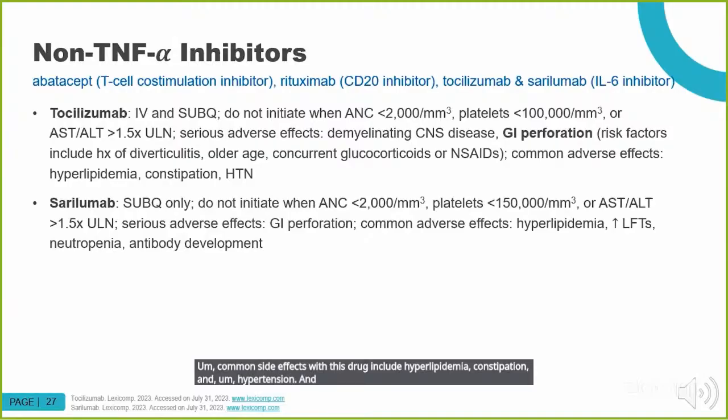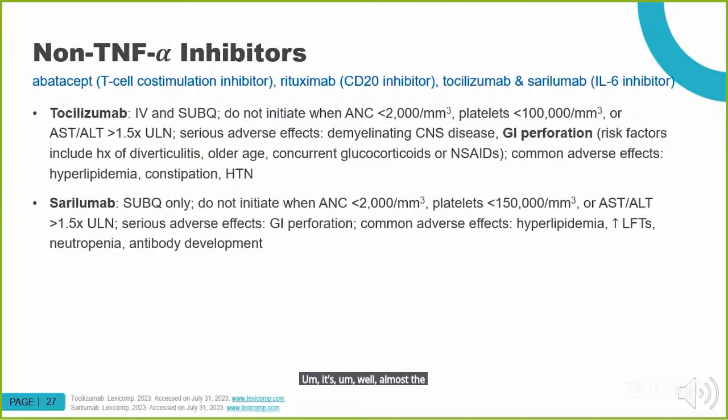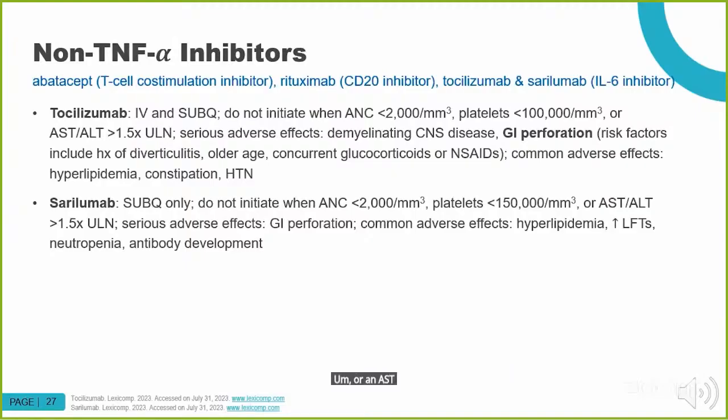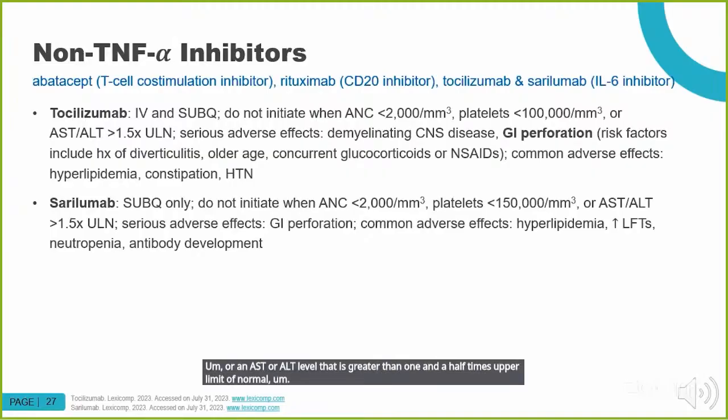And then our last non-TNF-alpha inhibitor is sirolimus. This is a subcutaneous injection, and it has almost the same cutoffs that tocilizumab does. So patients that have an absolute neutrophil count less than 2,000, a platelet count less than 150,000, so this is slightly different, it's 150,000 as opposed to 100,000, or an AST or ALT level that is greater than 1.5 times upper limit of normal, would disqualify a patient from using sirolimus.